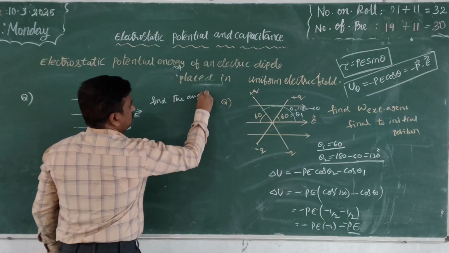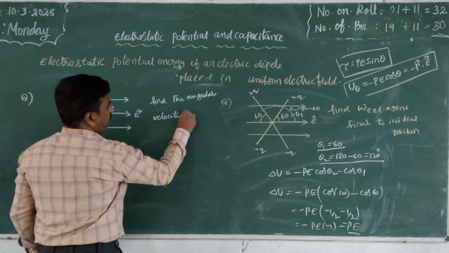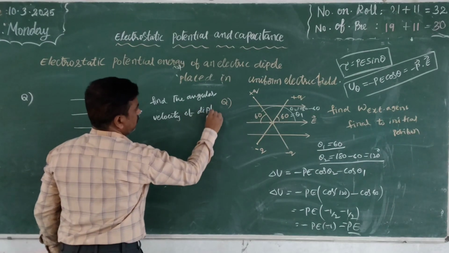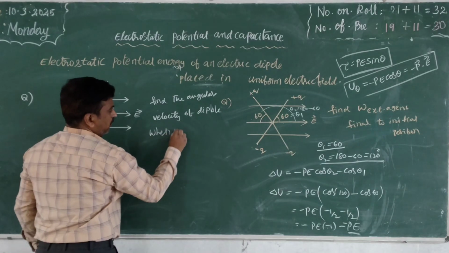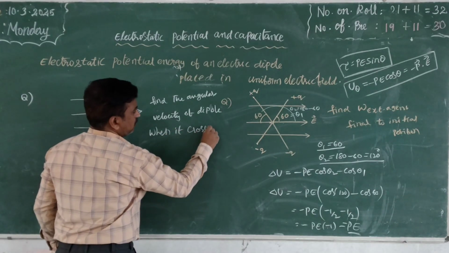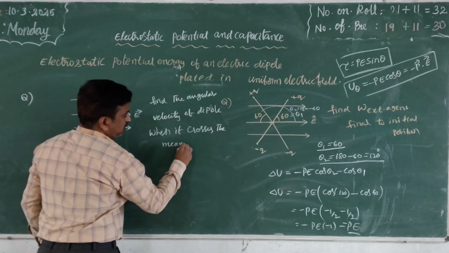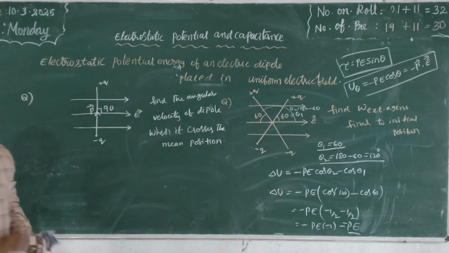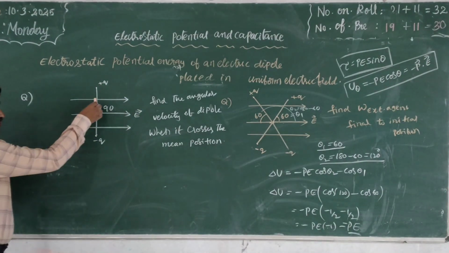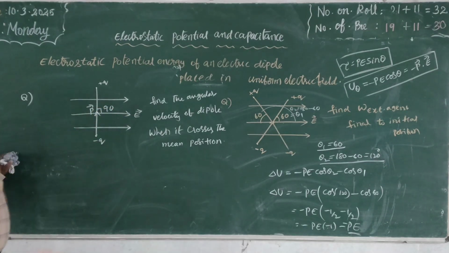In this case, find the angular velocity of the dipole when it crosses or passes the mean position. While passing the mean position, what is the angular velocity that we want to find out? It is the position when it is rotating to here. In this question, that is the angular velocity we want to find out.